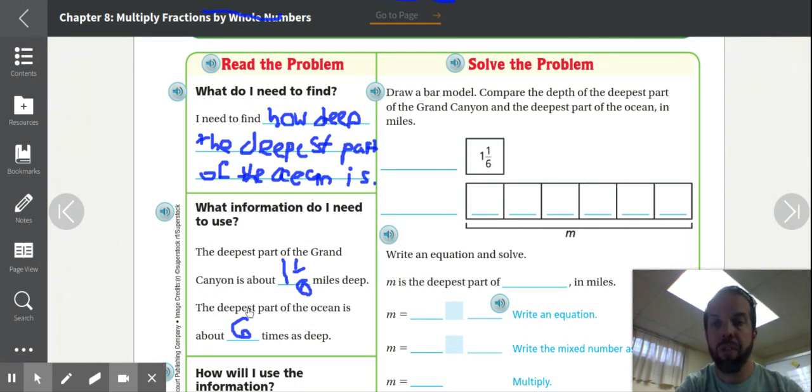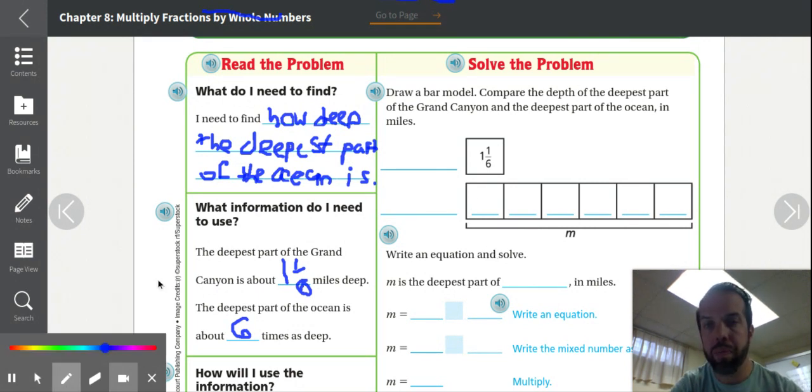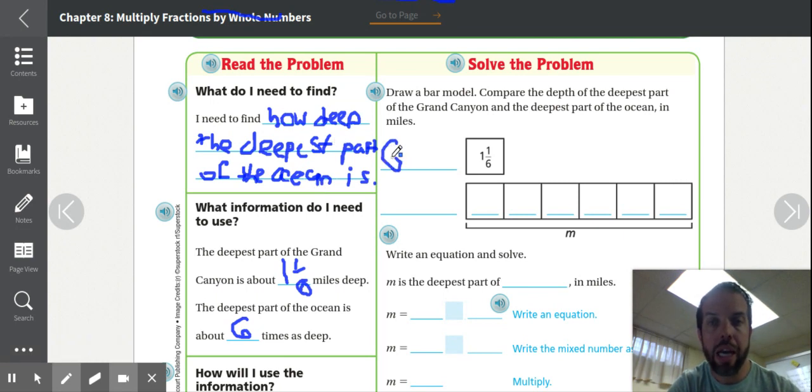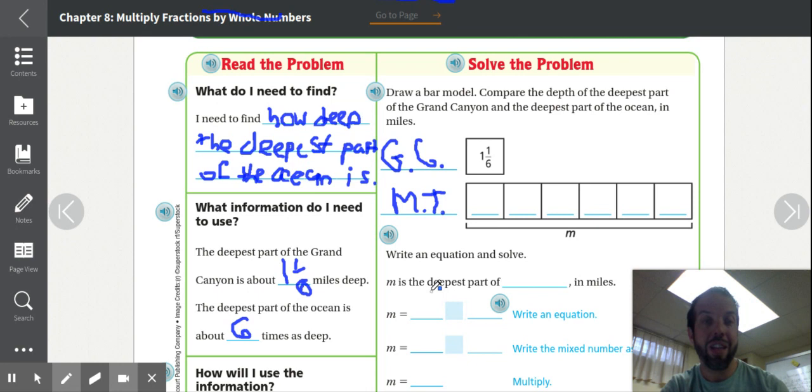All right, so the first thing I want to label is the first thing we're comparing, which is going to be the Grand Canyon. And I'm going to do GC for short. Okay. And then we're comparing that to the Mariana Trench. So for that one, I'll do MT. And it's okay to abbreviate because the lines aren't really long. And I definitely couldn't fit that in writing with this mouse. All right. So we're comparing the Grand Canyon to the Mariana Trench.